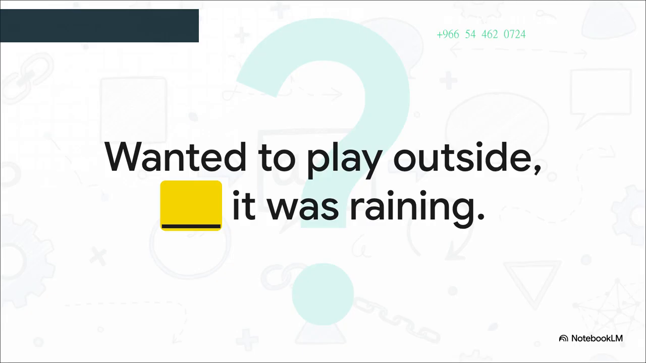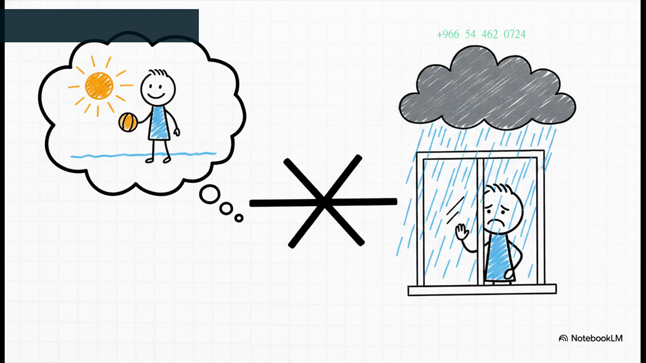I wanted to play outside. Blank, it was raining. Is the connection and, or is it but? Take a few seconds to think about it. Look closely at the 2 ideas. What's the relationship? Okay, got your guess? The answer is but. Excellent job if you got that right.